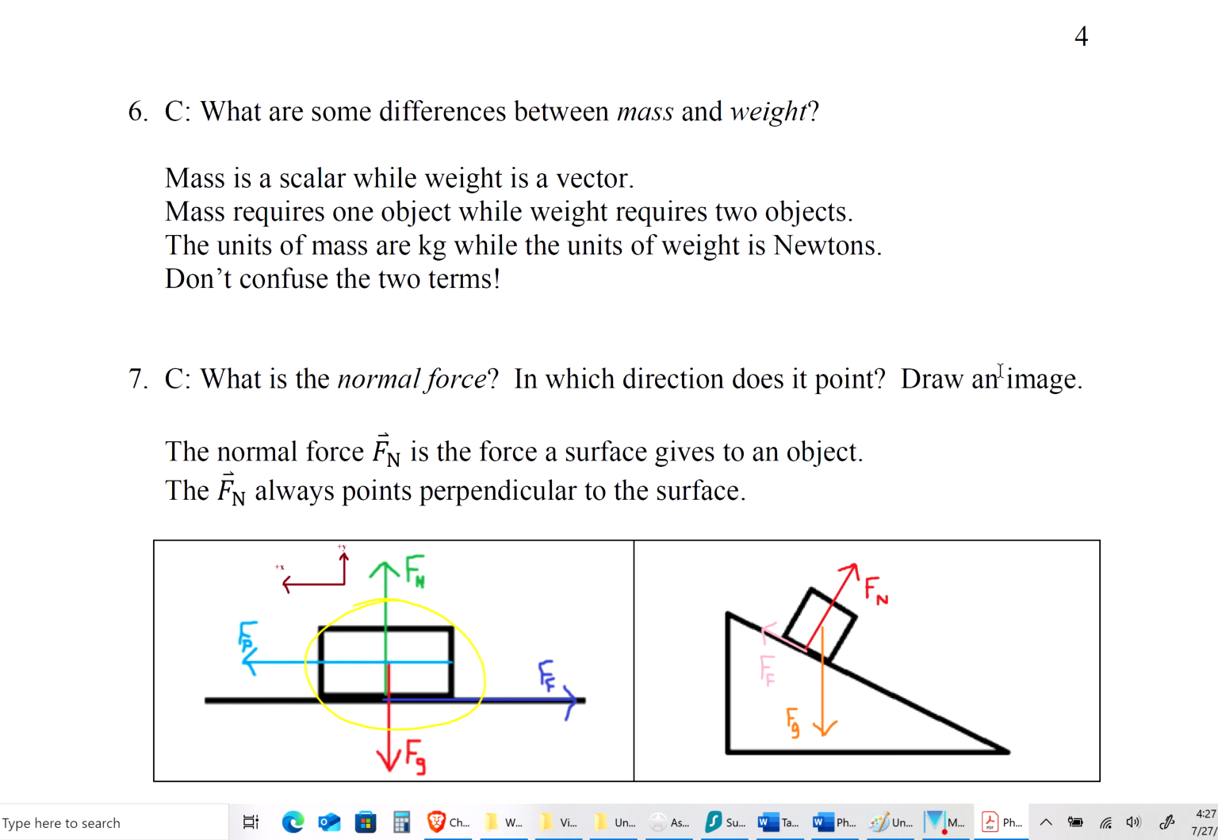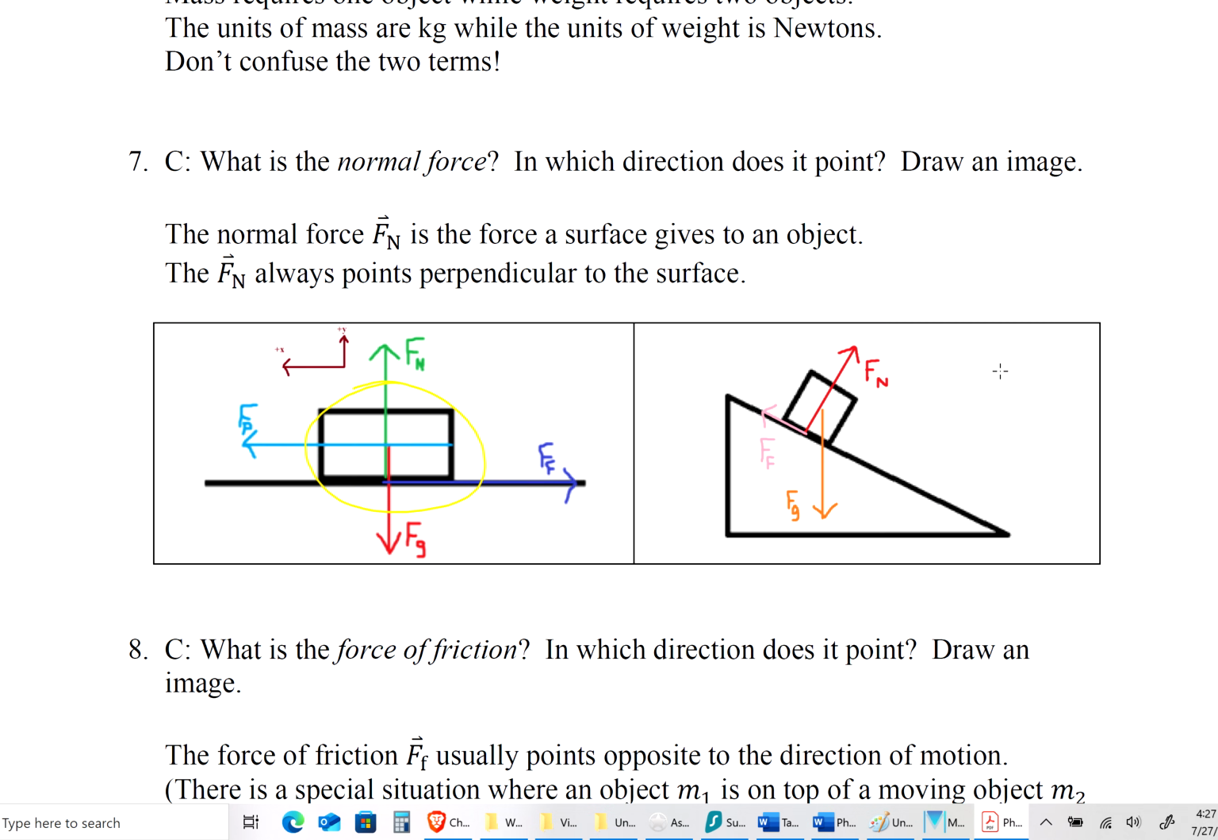Question number 6. What are some differences between mass and weight? This is an important question because some people ask you, what's your weight? How much do you weigh? They should ask you, what's your mass? Mass is a scalar, weight is a vector. Mass requires 1 object, while weight requires 2 objects. The unit of mass is kilograms, while the unit of weight is newtons. So don't confuse the 2.